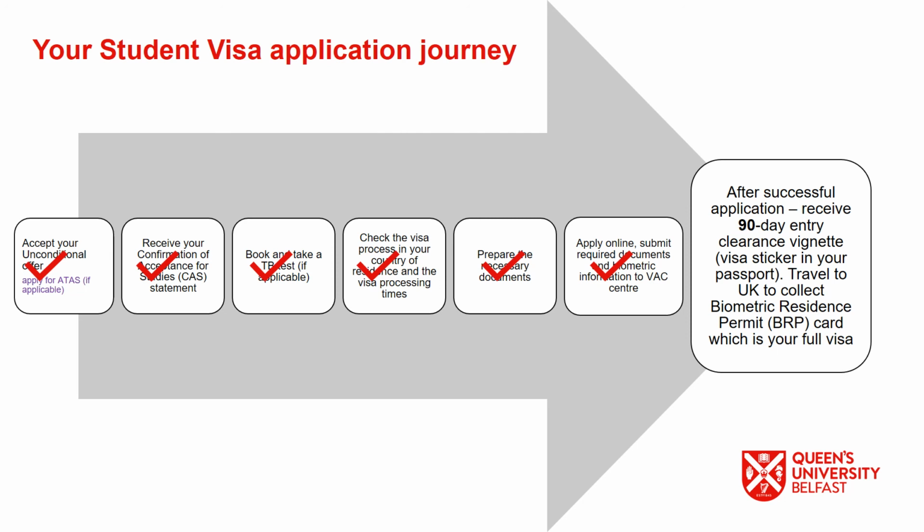Once you travel to the UK, you will then collect your biometric residence card, also known as your BRP card. This card is your full visa and will last for the duration of your course.